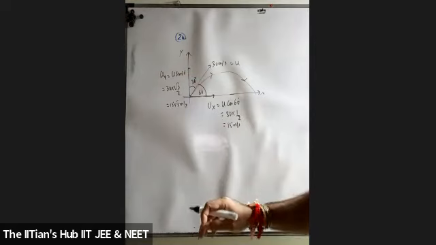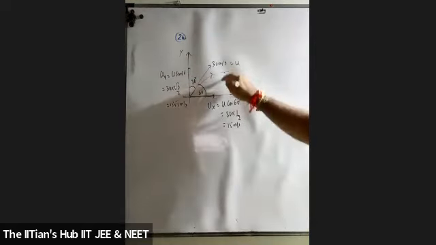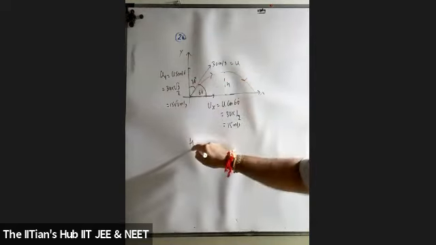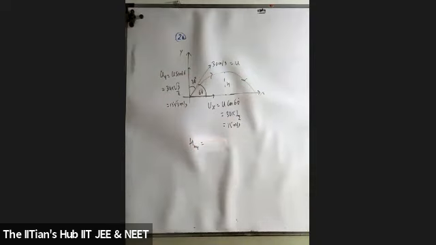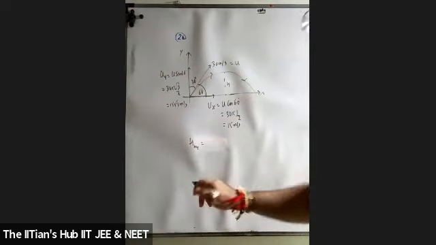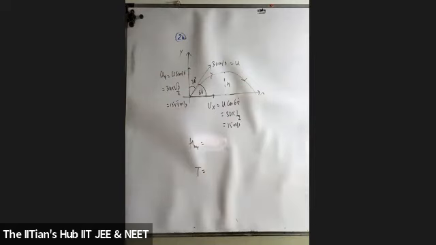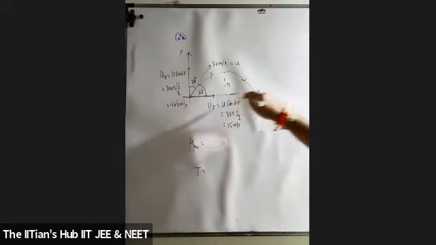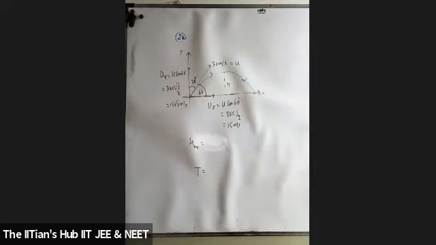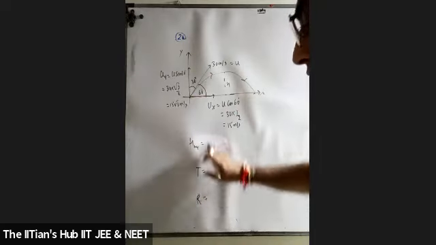What did they ask in the question? Find the maximum height, that is H max. Then they asked the time of flight, capital T, the time taken from the point of projection to the point of landing. And finally, the horizontal range. Students, don't you think so?